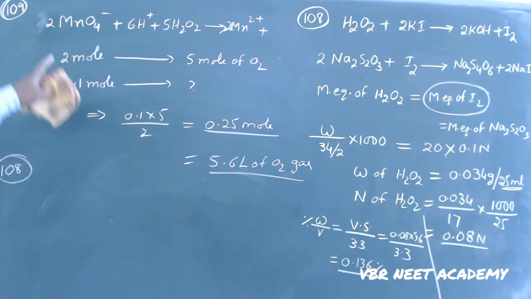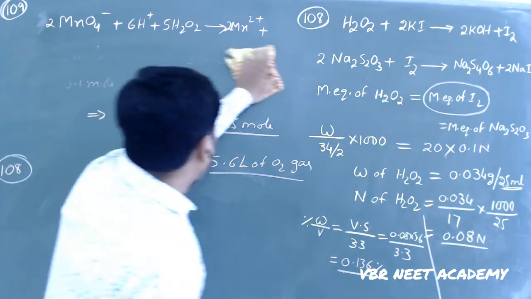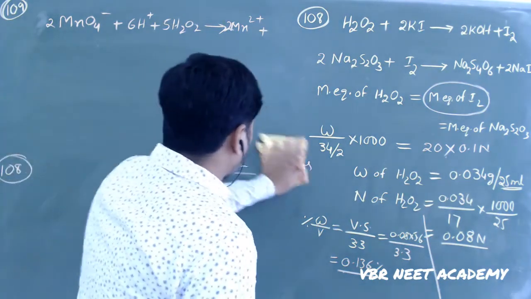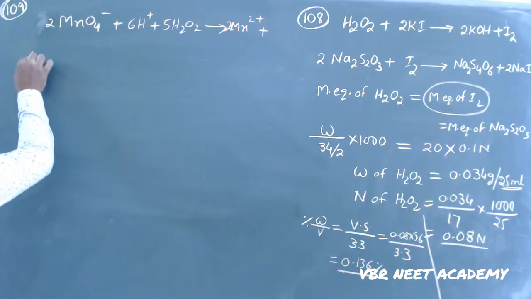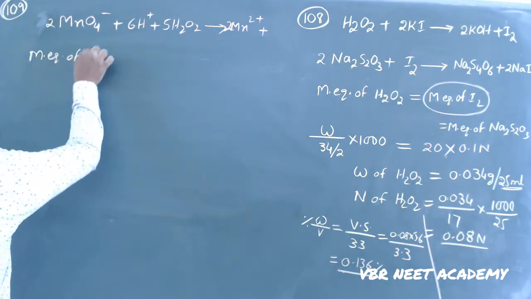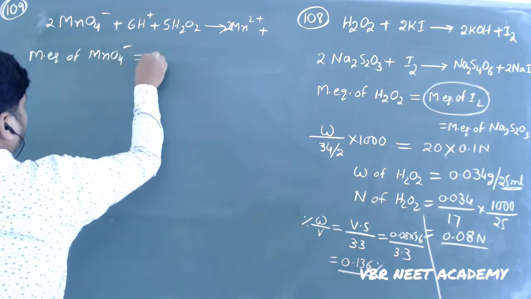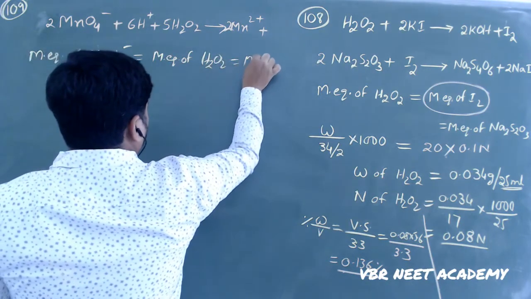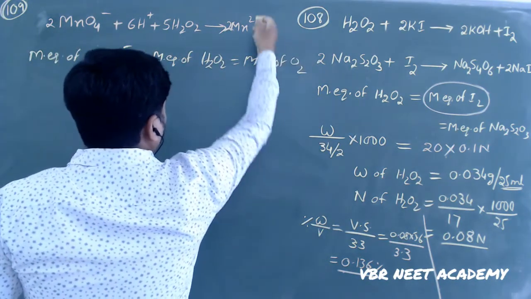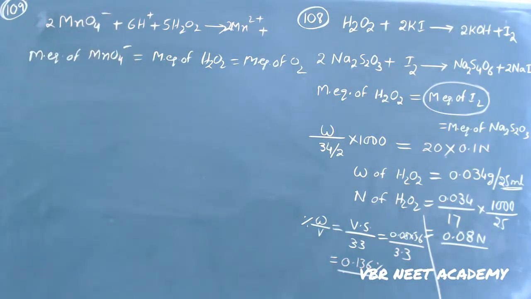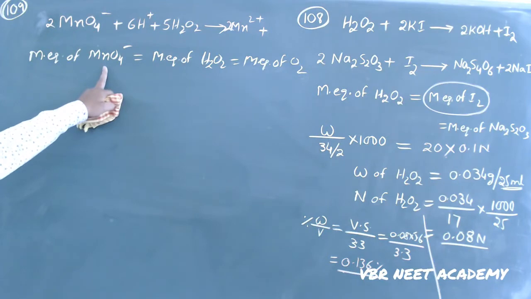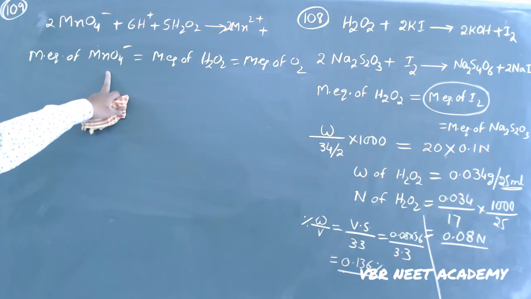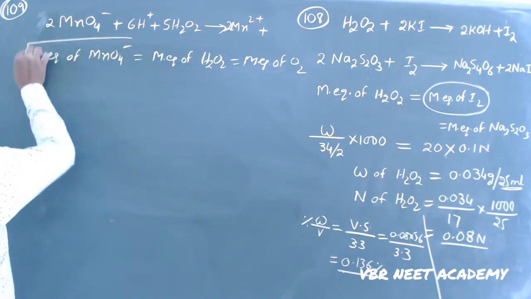Now, according to this equation, you are able to say the milli equivalents of MnO4 minus are equal to the milli equivalents of H2O2, which are equal to the milli equivalents of oxygen. That's what we have from the equation. Now, what are the things we are supposed to take? They are asking about the hydrogen peroxide, so I will be considering these two.